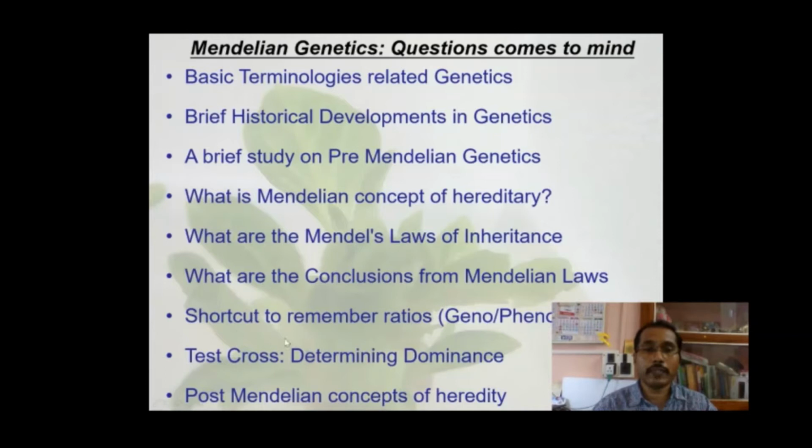And shortcut to remember. This is also a very important topic where basically we'll know the concepts, but we cannot remember the particular ratios. How we can remember that ratio is by very shortcut methods. And we'll also remember the different characters, 7 different contrasting traits. Test cross, this is the specific technique that will be used to determine the dominance characteristics, and post-Mendelian concepts. This is also very important. Post-Mendelian concepts are very basic things I will discuss point wise.